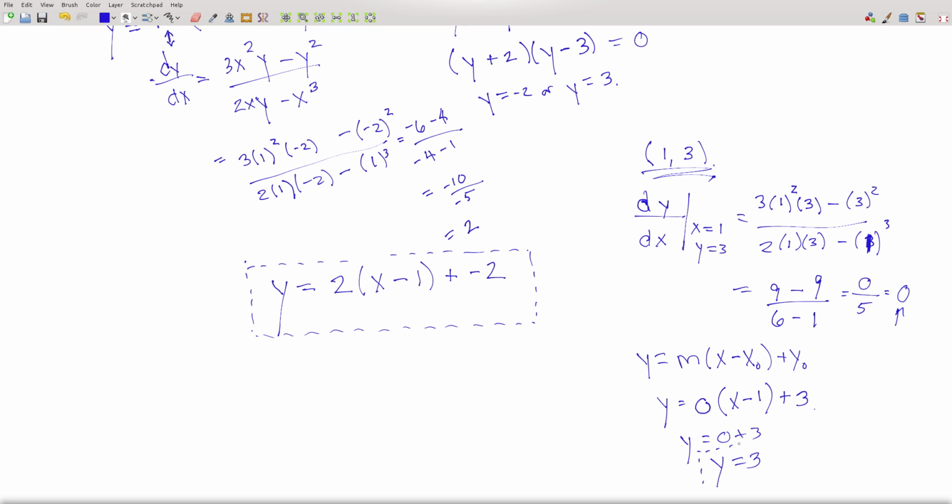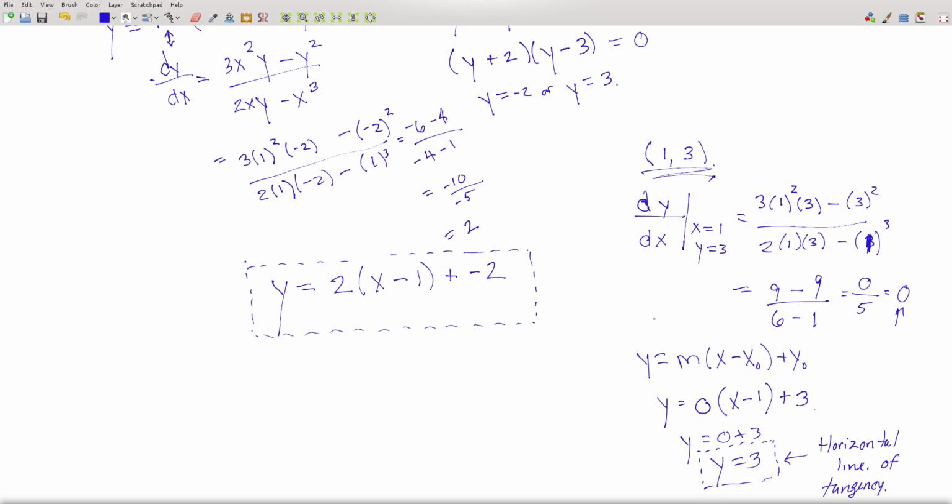By the way, what kind of a line is this? What kind of a line is y equals 3? I'm hoping that you said this is a horizontal line. This is a horizontal line of tangency. Does that fit with the idea that the slope is 0? Yes, it does. The slope of any horizontal line is 0.